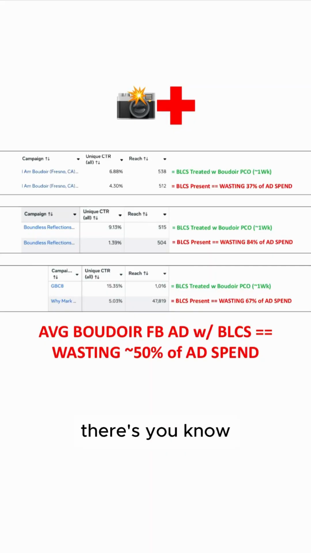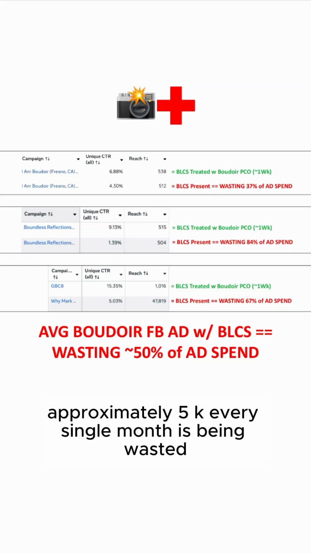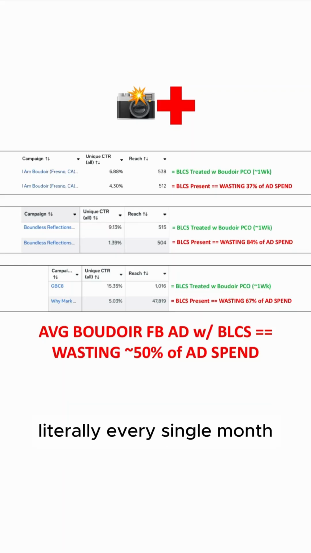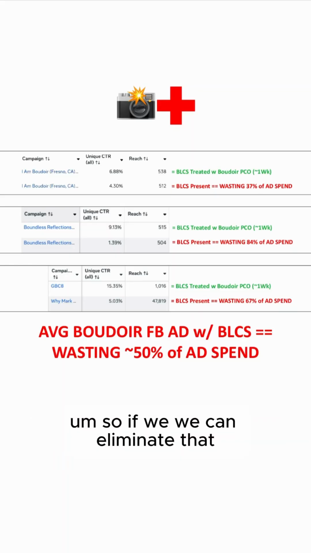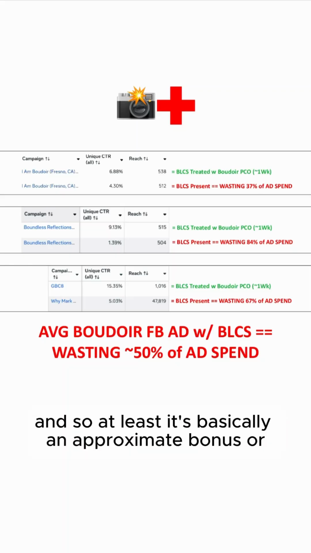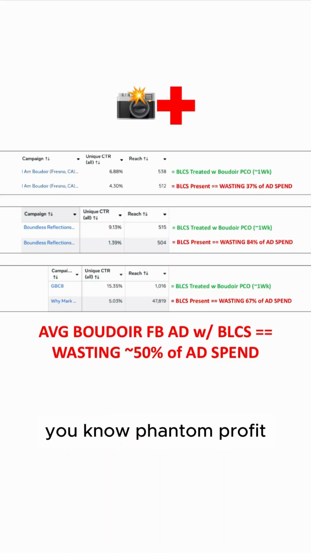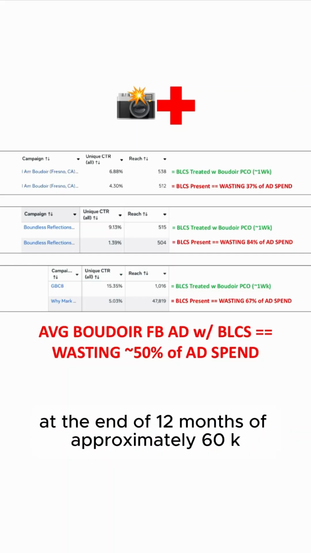So if they're spending 10 grand a month on Boudoir Facebook ads, approximately 5K every single month is being wasted, literally every single month. So if we can eliminate that, put that back in their pocket, it's basically an approximate bonus or phantom profit at the end of 12 months of approximately 60K.